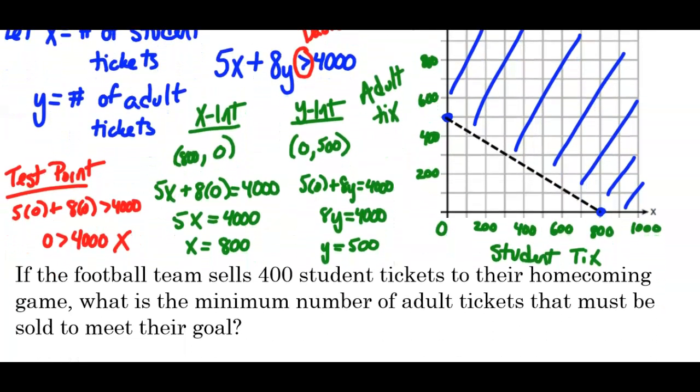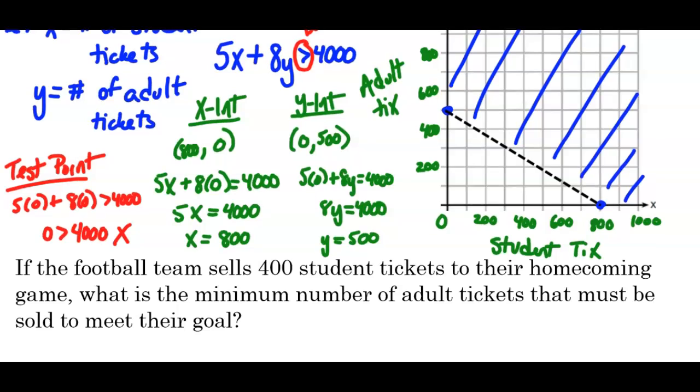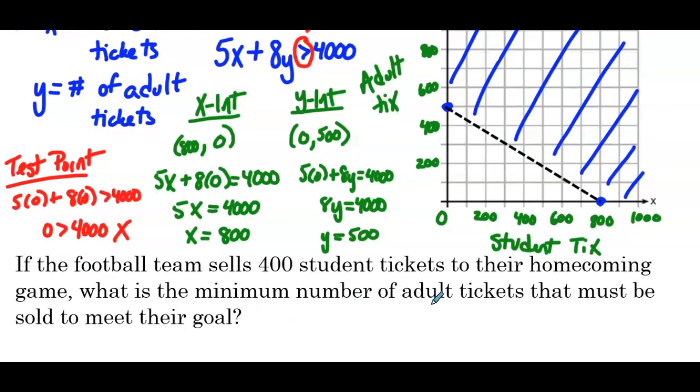So if the football team sells 400 student tickets to their homecoming game, what is the minimum number of adult tickets that must be sold to meet their goal? Okay, so they sell 400 student tickets.